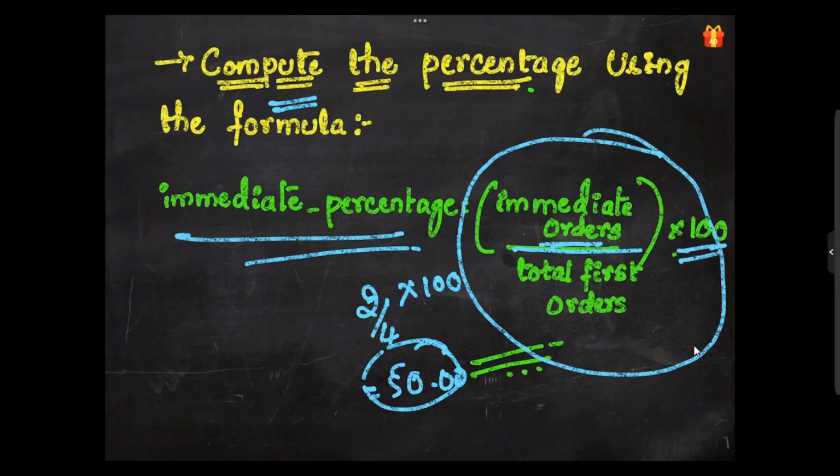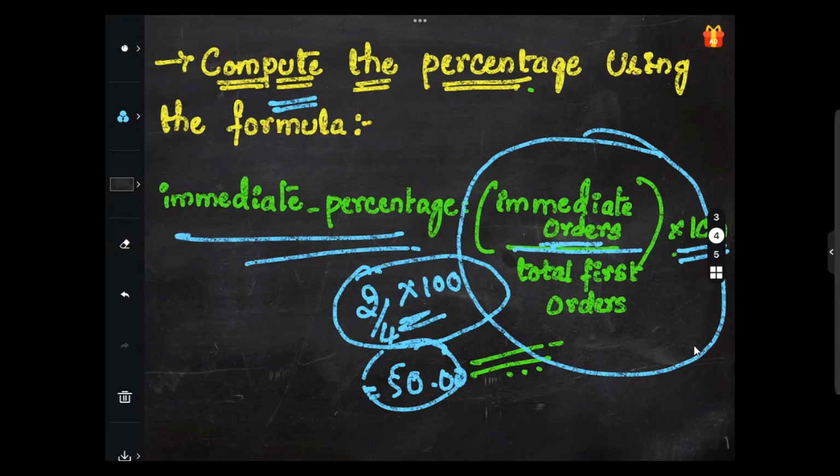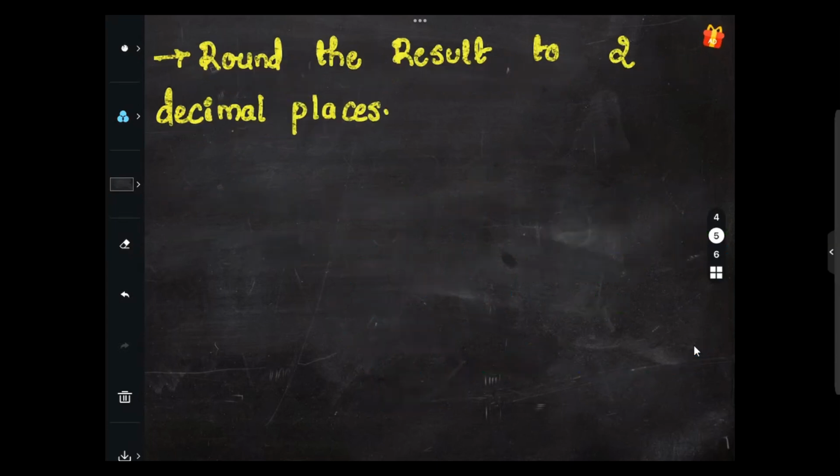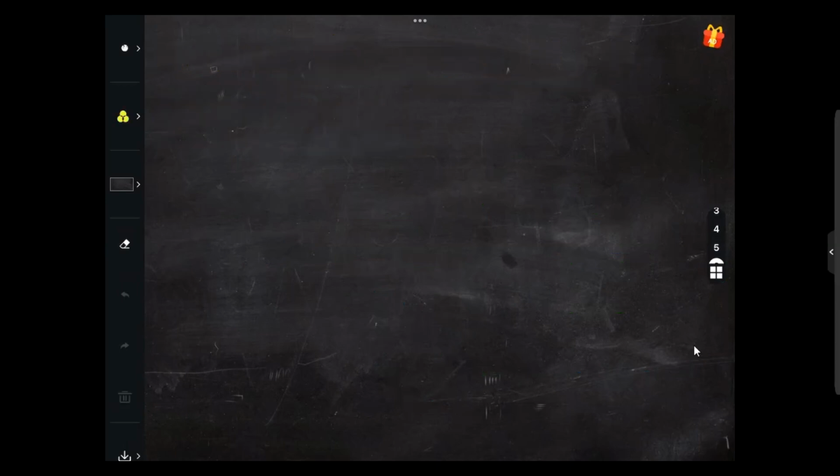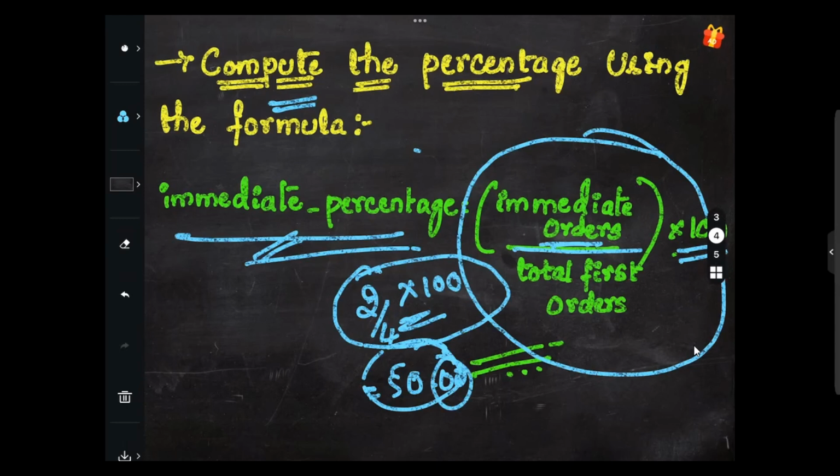Let me remove this one for a second. Into 100, this is. We saw this while I explained the question, right? While we considered example 1, we calculated in the same way: immediate orders by total first orders into 100. I hope this is clear. This is for the immediate underscore percentage. Finally, we have to round the result to 2 decimal places. So that's what I said here. This one is 50.00, because they have strictly asked in the question that we have to round off to 2 decimal places for the solution while returning the output.